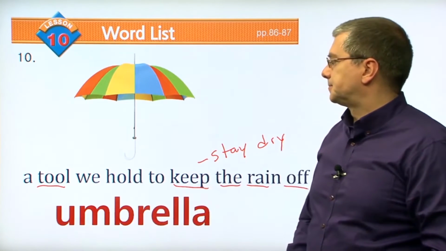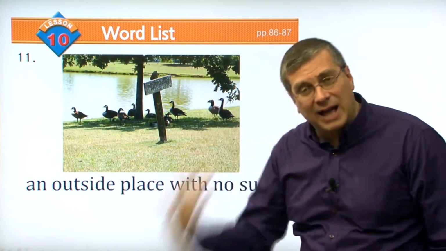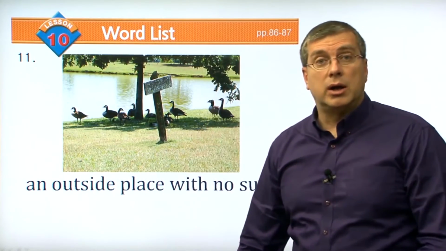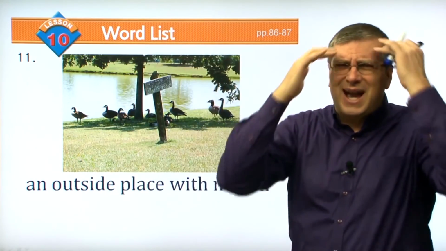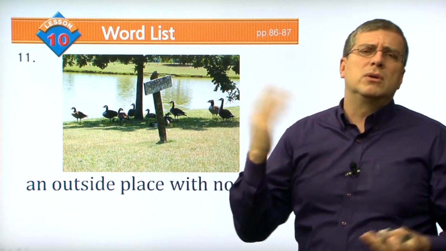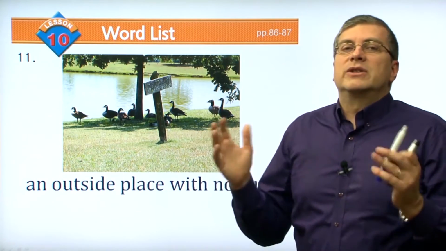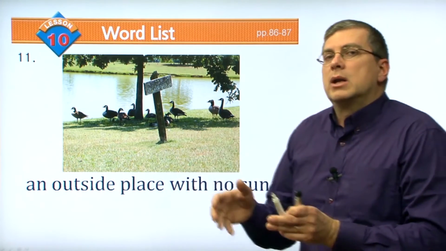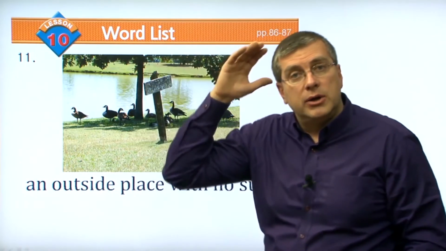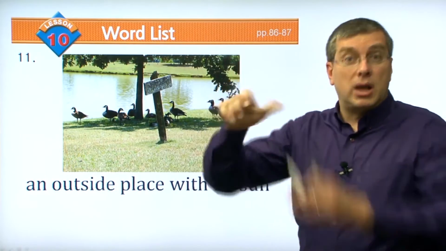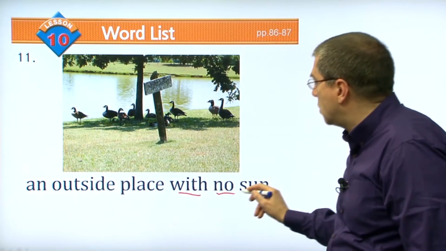So, umbrella. Okay, now, in the summertime, it's really hot, isn't it? If you're in the park and the sun is hitting you, oh, it's so hot, and you sweat, right? Oh, it's so hot, right? I'm very hot. So it's too hot in the sun, but you don't want to go inside a building, you want to enjoy the park. So maybe you go under a tree, or maybe there's a big umbrella. So you want to go to an outside place with no sun.